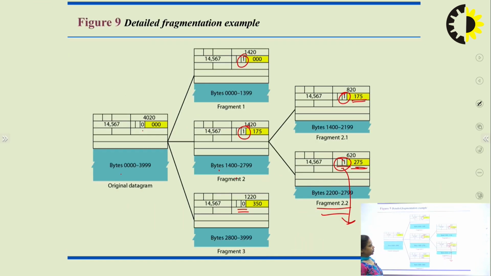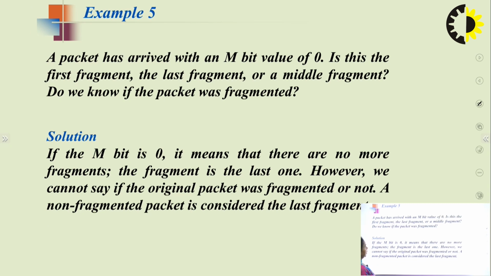This is the way we talk about the fragmentation. Now, let's see some examples of fragmentation. Suppose a packet arrives with the M bit, more fragments, and its value is 0. Remember, M is more fragments. If the value is 0, they are asking whether that particular fragment is the first, last or middle fragment, and you have to justify your answer, and whether the packet was fragmented or not, right?